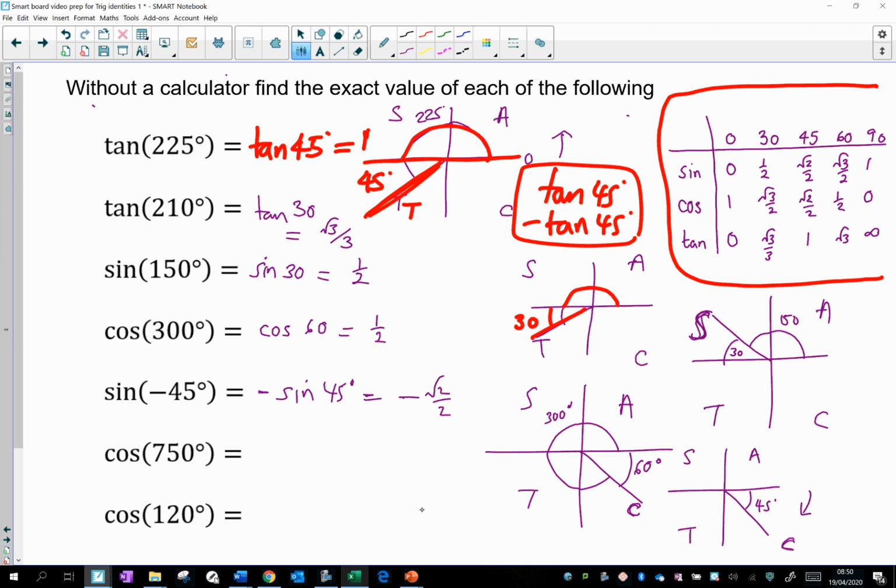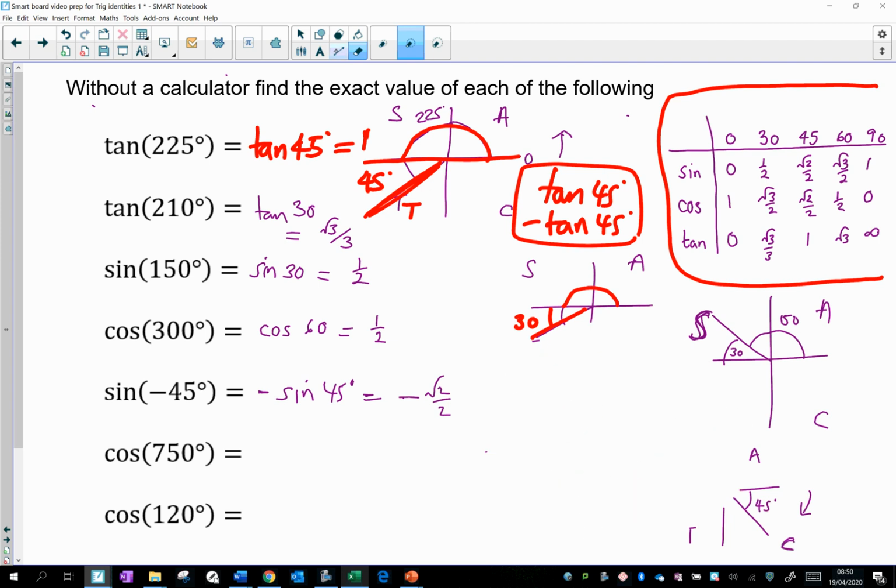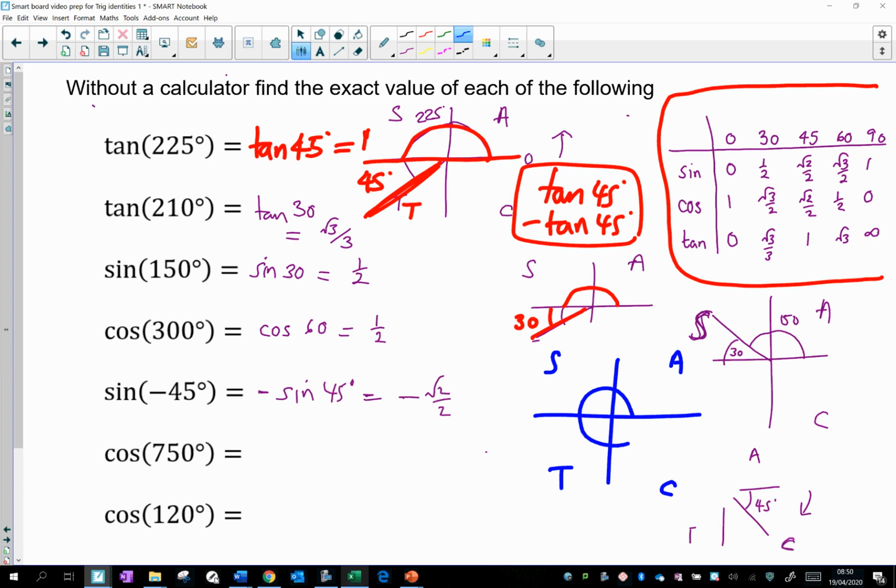Cos 750 degrees. Let's just make ourselves a little bit of space over here. Okay, cos 750 degrees, let's just draw a CAST diagram again. So 750, positive angle, so A, S, T, and C. So going round, I know that it's 360 all the way round to there. So 360, add 90, 450, add 90, 540, so 630, it's right, 720 all the way around, so I should have realised that. So it's 720 all the way around.